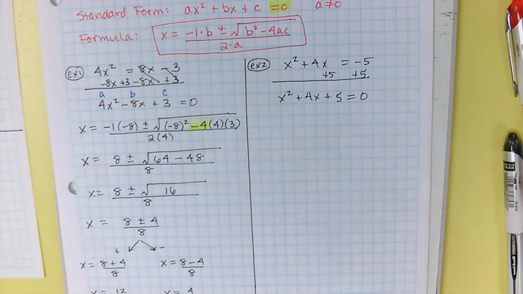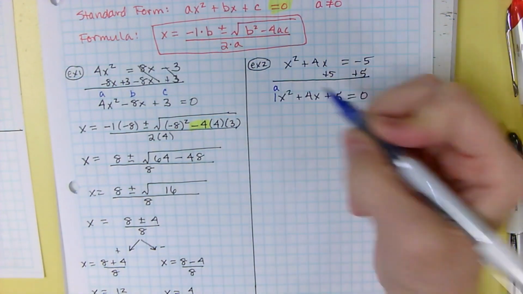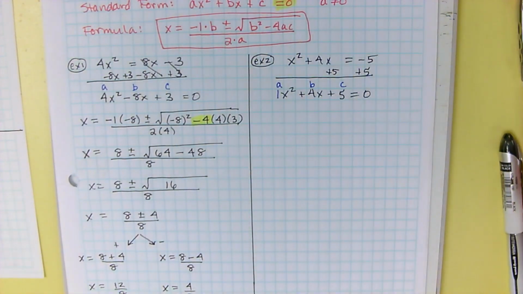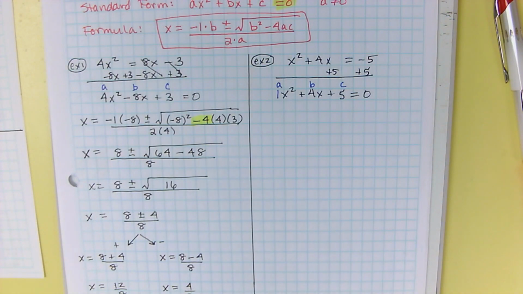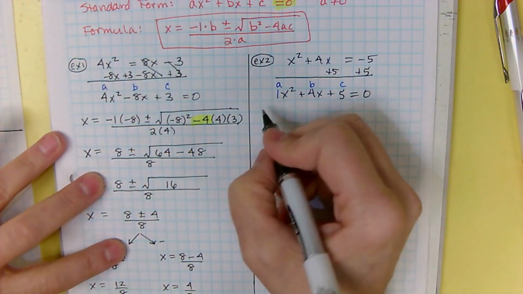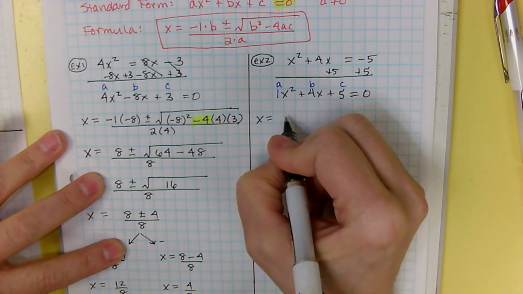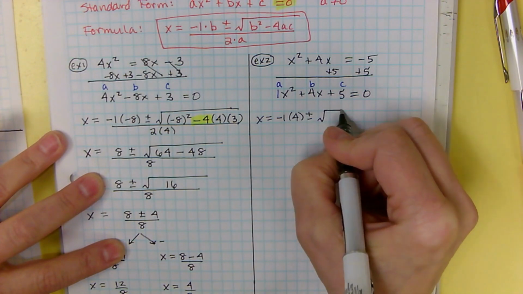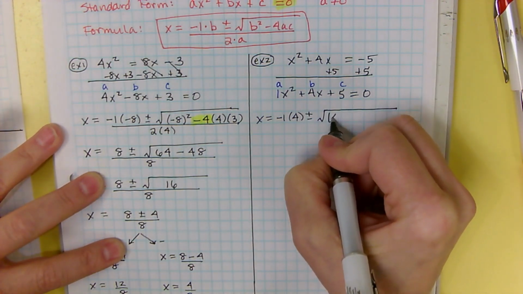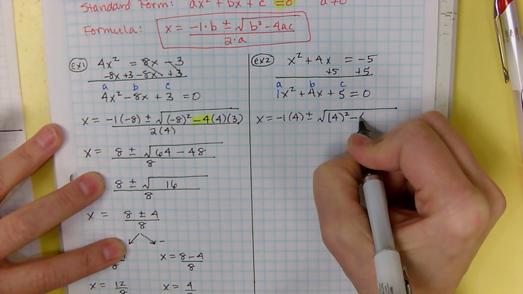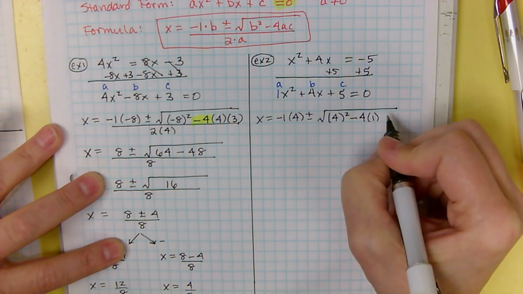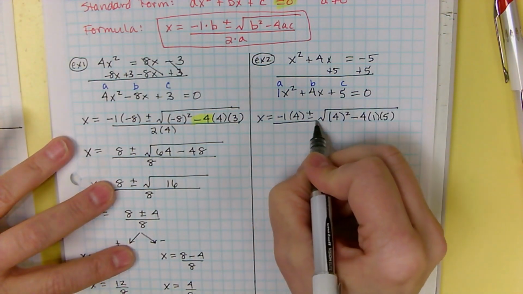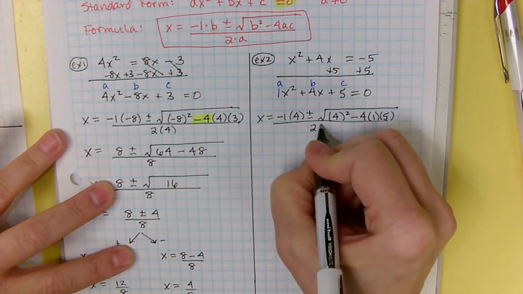Now that it is equal to 0, I can say that a is the invisible 1 attached to the x squared, b is 4, c is 5. Now we're going to take a, b, and c and put them into the formula. So x equals -1 times b, which is 4, plus and minus the square root of b squared, so 4 squared, minus 4 times a, which is 1, times 5, which is c, all over 2 times a, which is 2 times 1.